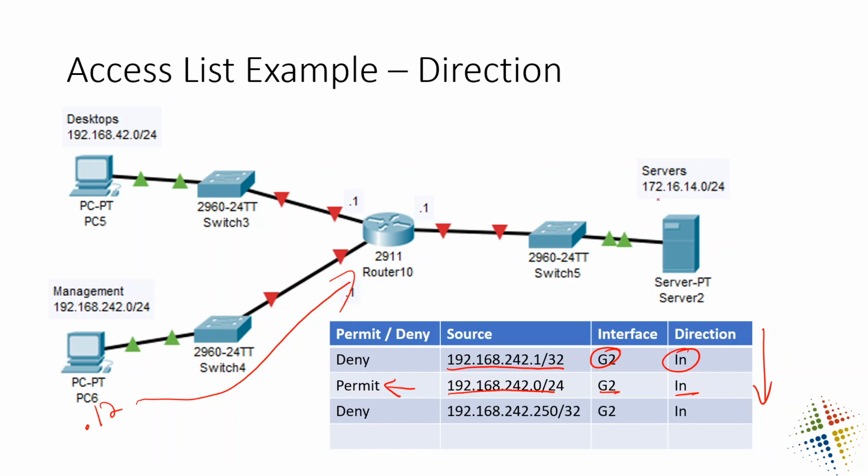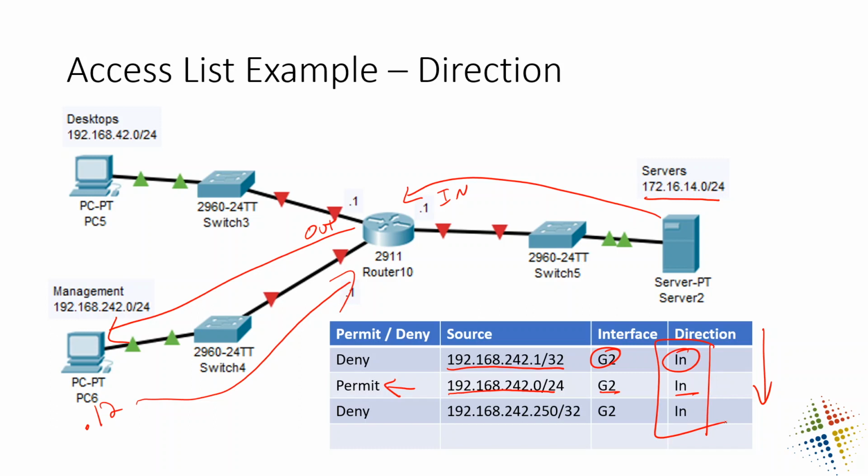Now, any other traffic, let's say from 172.16.14, comes along and goes this way. What's going to happen is, first off, the router is going to say, well, that's not G2. From here, it is inbound, but over here on G2, it's outbound. All my access lists for G2 are inbound, not outbound. So it does matter. You can be a lot more specific on whether you want to block inbound traffic or outbound traffic.